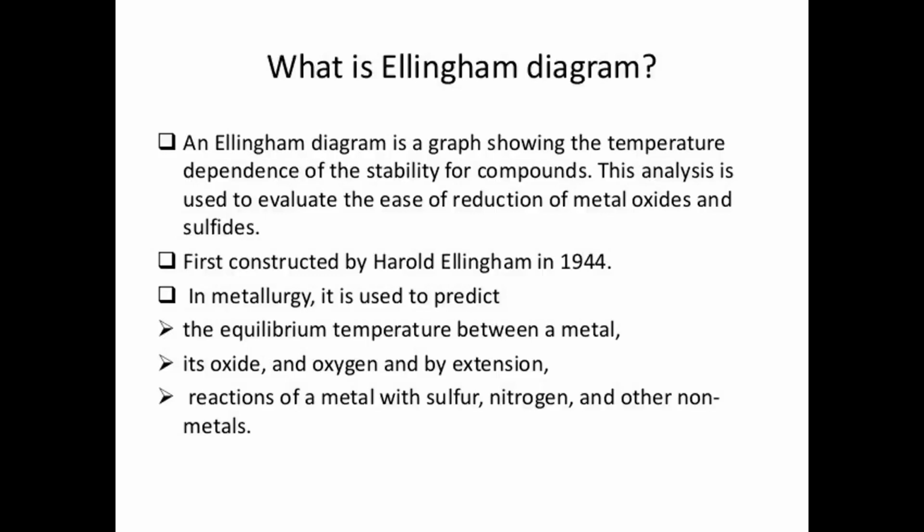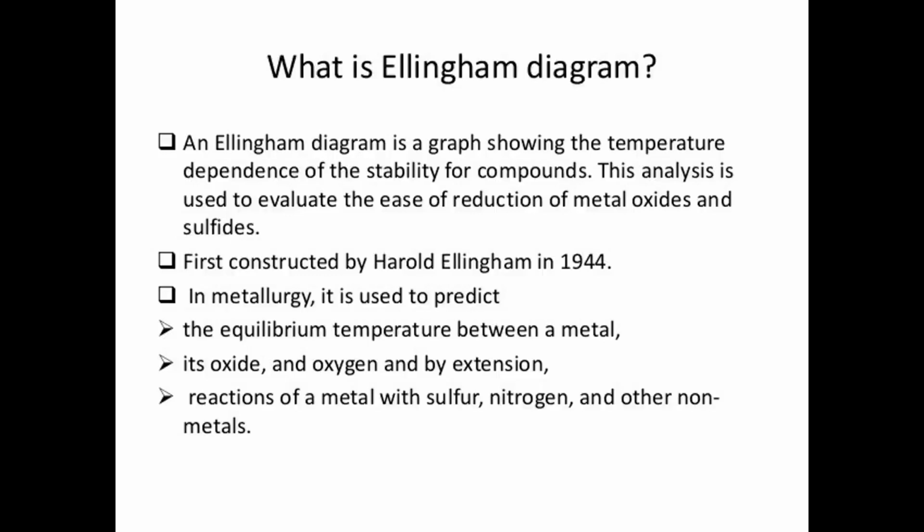The resultant plot is a straight line. That red line you are seeing is a straight line with del S as the slope and del H as the y-intercept. So this graphical representation of the variation of standard Gibbs energy of reaction for the various metal oxides is called the Ellingham diagram.